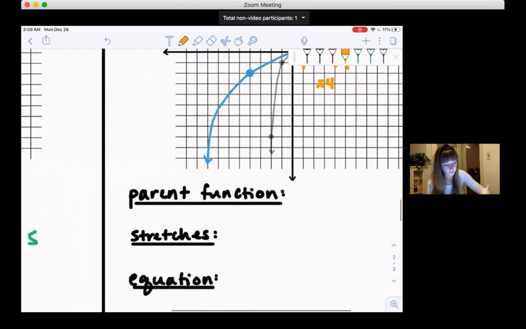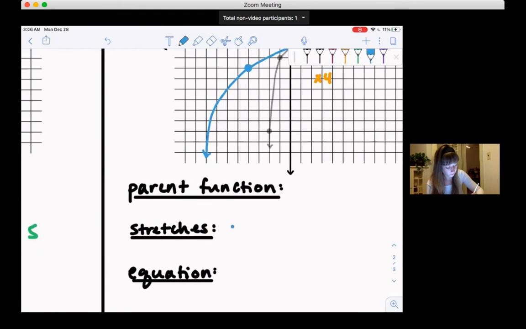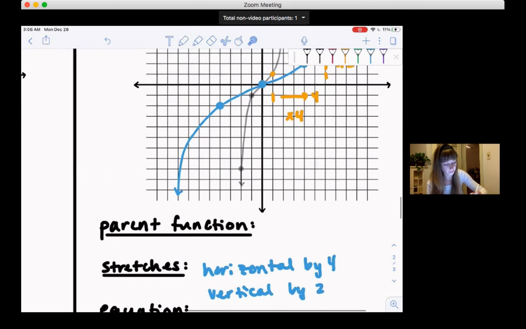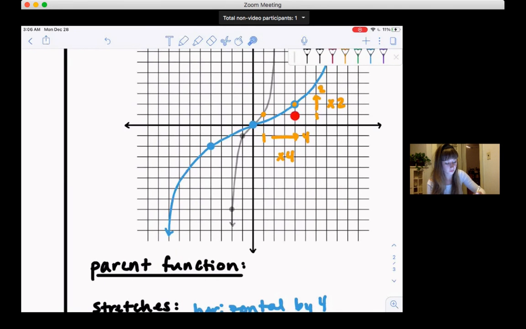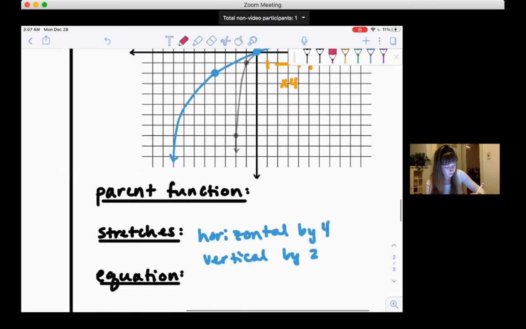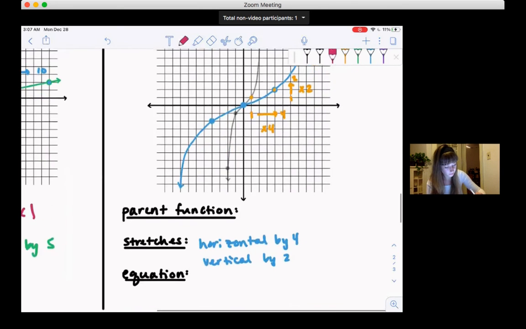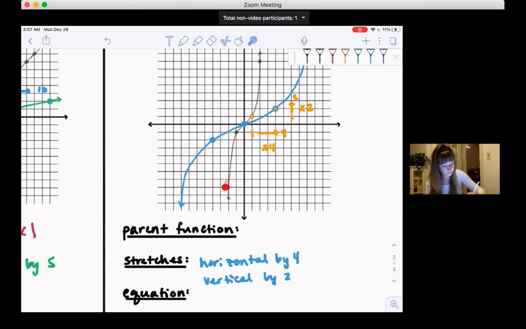So what we have is a horizontal stretch by 4 and a vertical stretch by 2. So we multiplied by 4 horizontally and by 2 vertically. Okay, and I didn't write down the parent function. The parent function for this kind of squiggly shape is y equals x to the third.